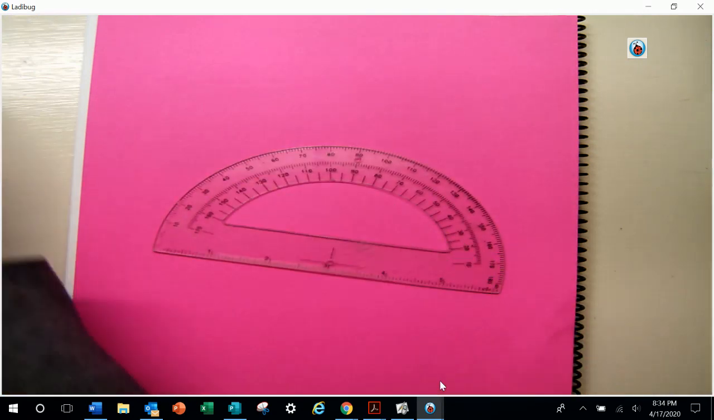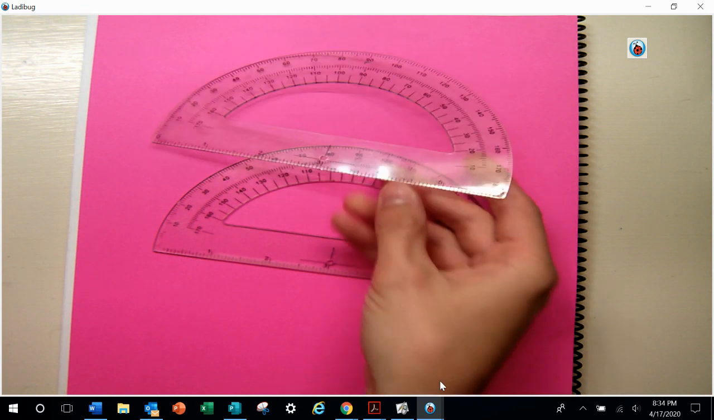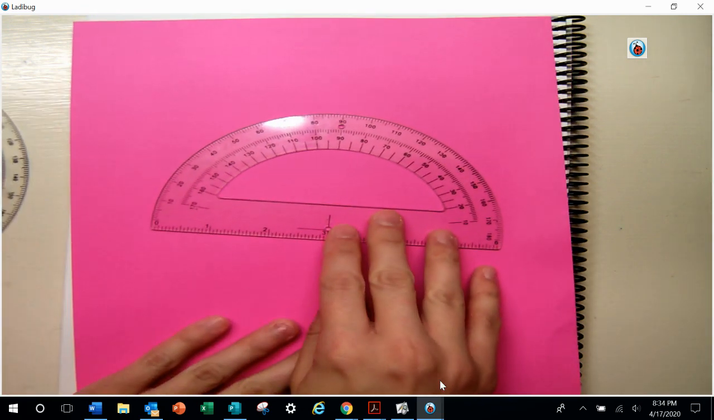So let's see, do I like that one? Do I like this one? I like that one.